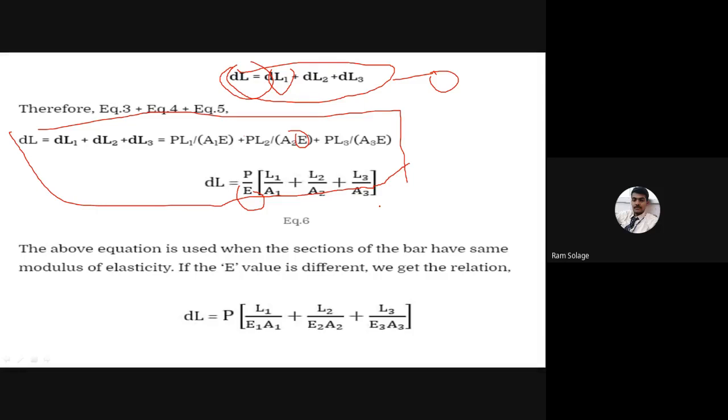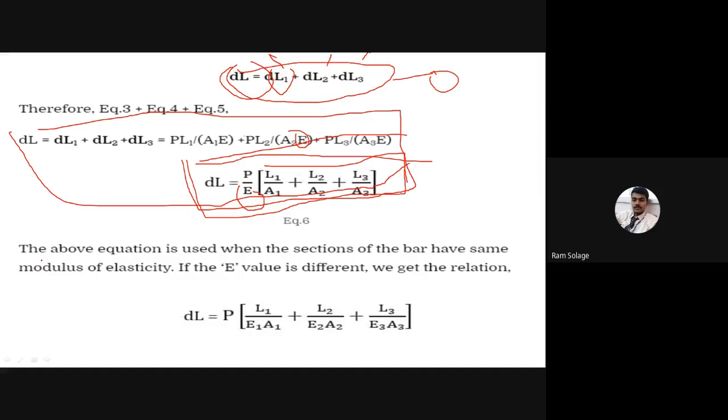This is the time saving method. We can directly put the given data into the formula and find out delta L. Here we have to calculate the values of delta L1, L2, L3 separately, and extra time is required for calculating them separately. So this is the formula, make a common bracket. This is the formula for the same material, when all sections are made of the same material. In that case, we can use a common E.